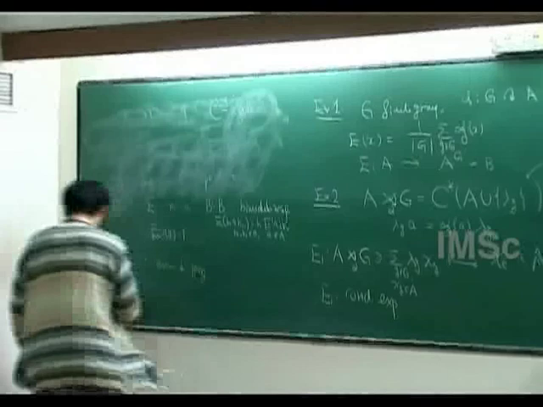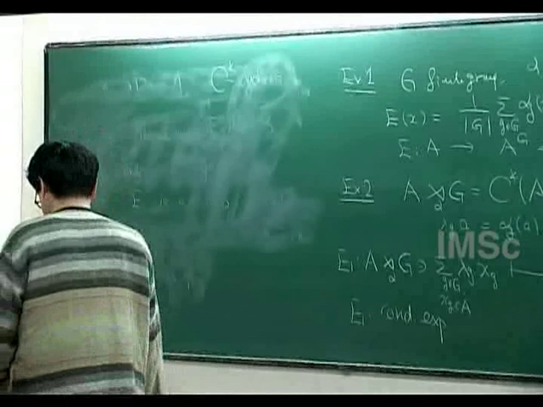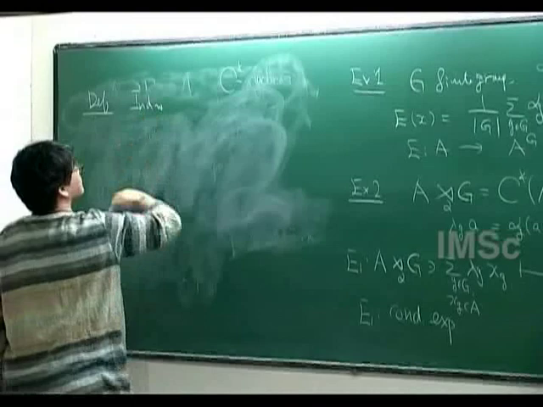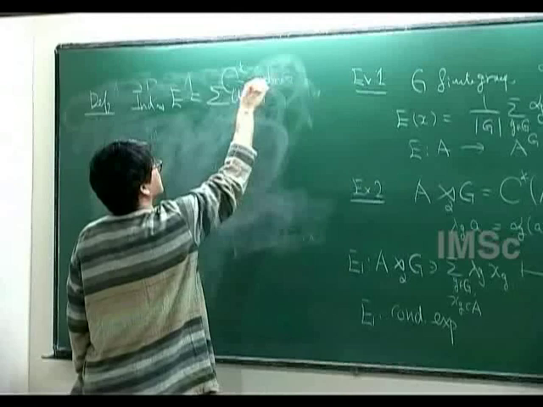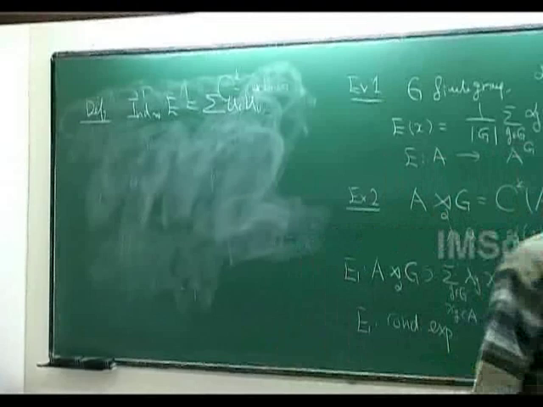And the idea was, I think, I should say Pimsner and Popa, also the idea of Watatani, to define an index for general inclusion. Then let's do this. So this number, we call this the index of E. W means Watatani. Watatani proposed to define the index of a general inclusion by using the basis in this way. So I put W.